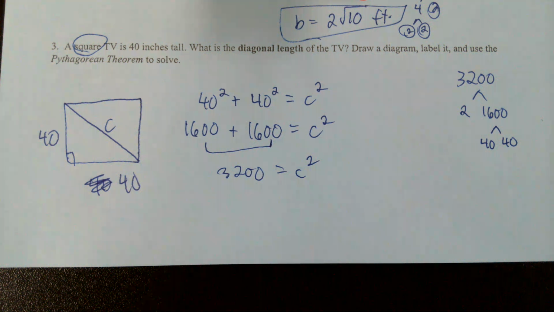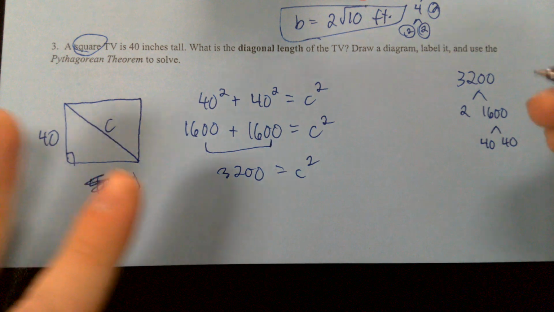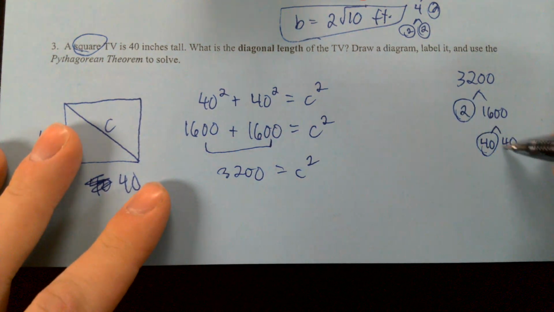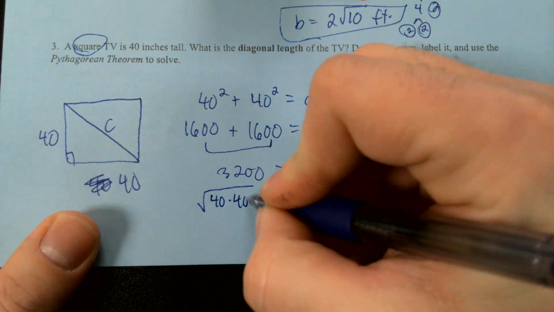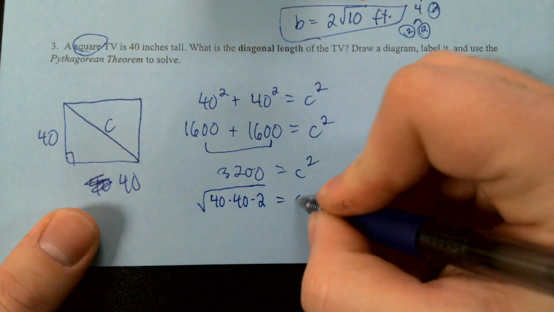Now from this point, if we wanted to, we could break up the 40s into 8 times 5, the 8s into 4 times 2, and the 4s into 2 times 2. But that's a lot of unnecessary work. If we break down those 40s into their prime factors and pull them out, we're just going to have to multiply them again. So why don't we just leave it here? 40 times 40 times 2 underneath the square root.